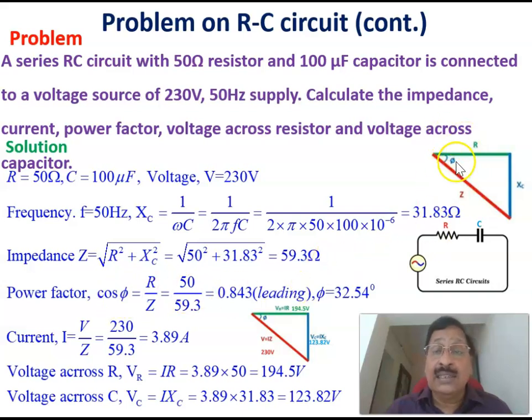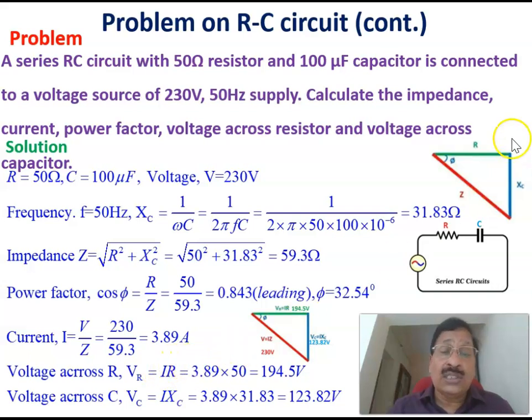And power factor is given by cos phi equals R by Z. From that, power factor equals 50 by 59.3, which is 0.843 leading. Since it is an RC circuit, the power factor is leading, and phi equals 32.54 degrees. And the current can be calculated: current equals the voltage divided by the impedance, 59.3. You'll be getting 3.89 amperes.